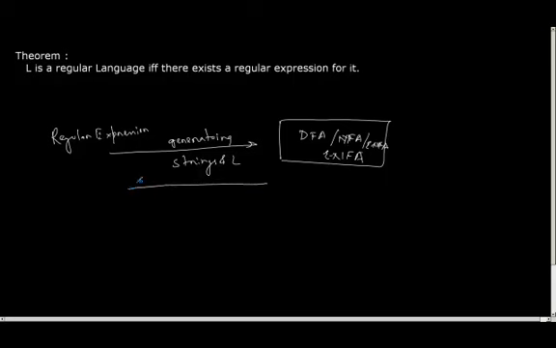So if I have a DFA or NFA, I can get the strings of the language it accepts, and I can create a regular expression. And if I have a regular expression, I can generate the strings of a language, and I can create a DFA to accept those strings. So in order to prove this theorem, we need to prove it in a two-way fashion.